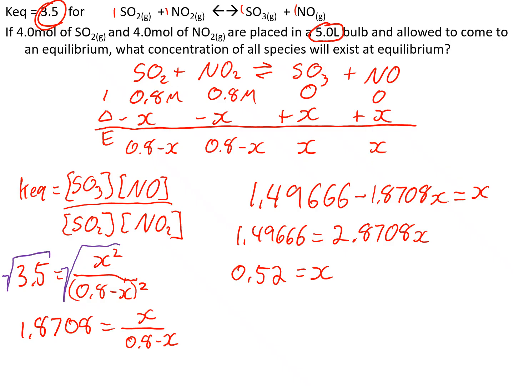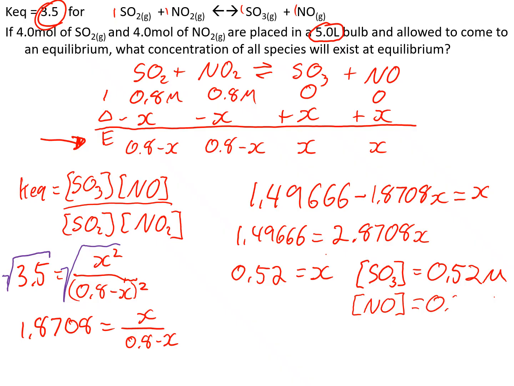Now let's go back to the question. It says, what is the concentration of all the species that will exist at equilibrium? So it wants to know what is the concentration of SO2, NO2, SO3, and NO at equilibrium. So the easiest ones to do are SO3, which is going to be just what x is. So in other words, 0.52 molarity. And also NO, that one's pretty easy too, because it's just x. And we've solved that already. 0.52.